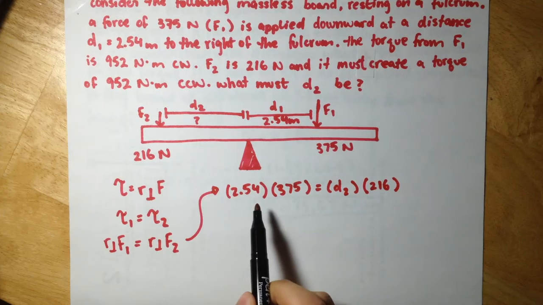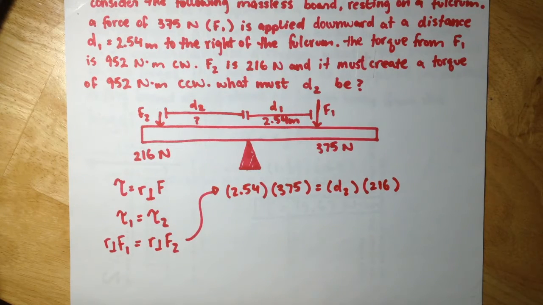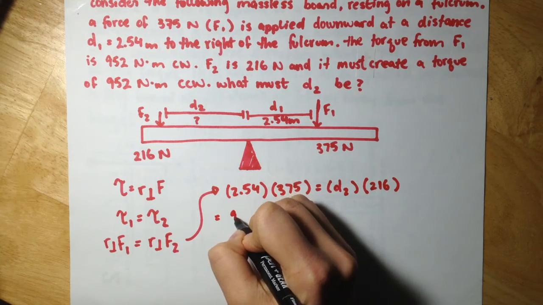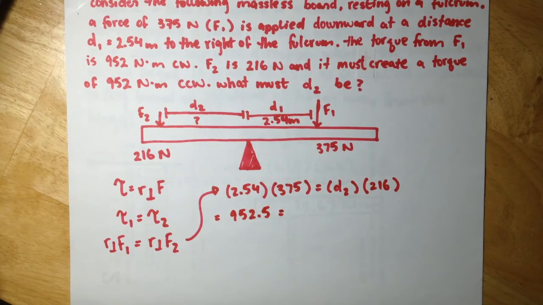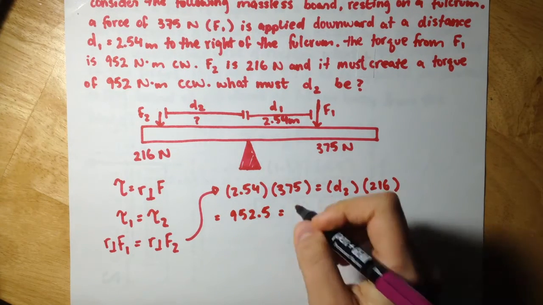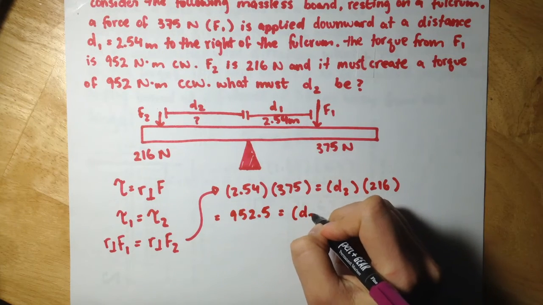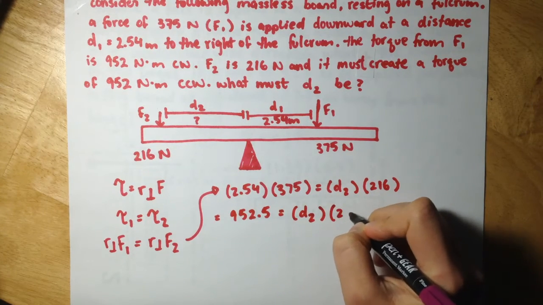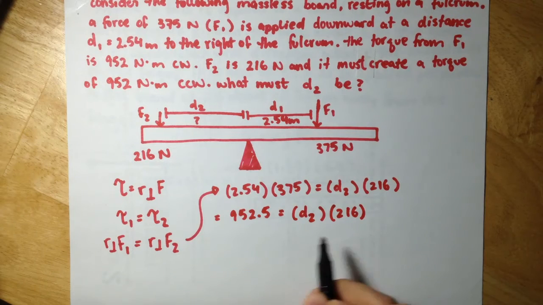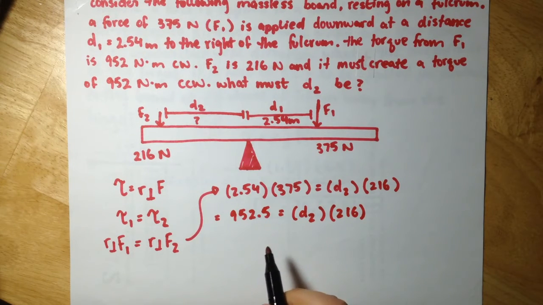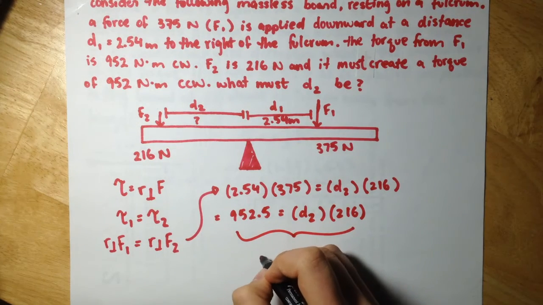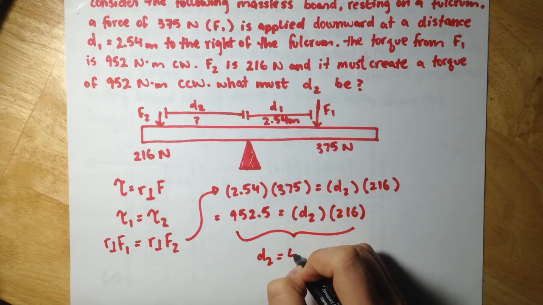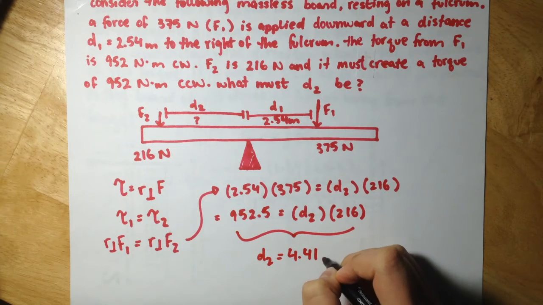So 2.54 times 375 is 952.5, and this is equal to 216 times the distance 2. So we can divide both sides of the equation by 216 to simplify for distance 2, and we get distance 2 is equal to 4.41 meters.